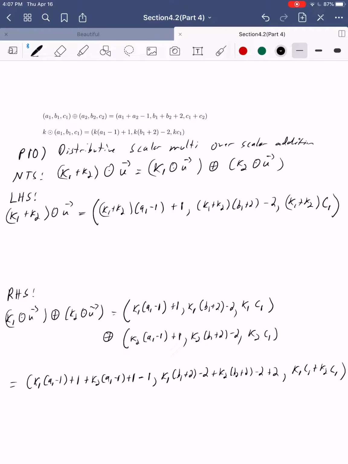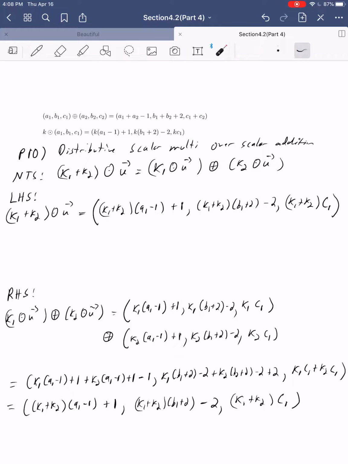So we can do a little bit of clever factoring again. We can take the A1 minus 1 from these guys and then also clean up the 1s here. So it looks like that should become K1 plus K2 times A1 minus 1. Then we had a plus 1, and a minus 1, so plus 1. Then on the next guy, same sort of factoring, K1 plus K2 times B1 plus 2. Then we had a minus 2, and a plus 2, so that becomes a minus 2. And then finally, just K1 plus K2 times C1.